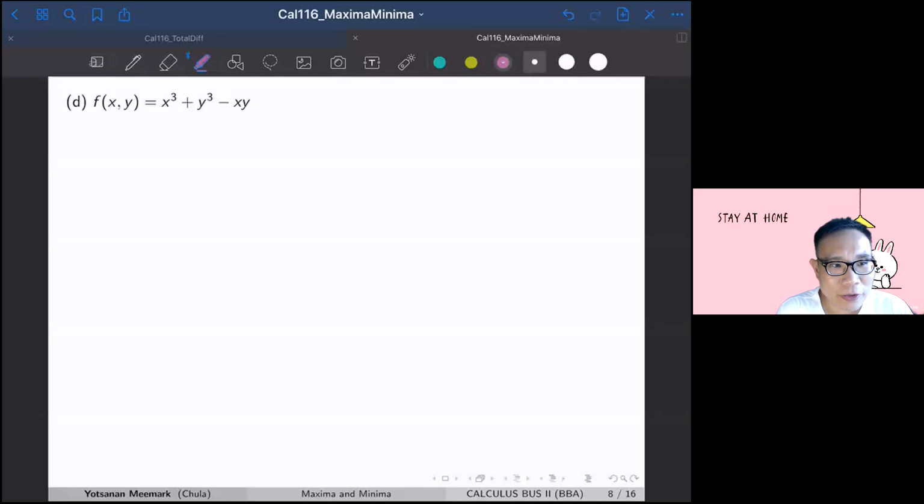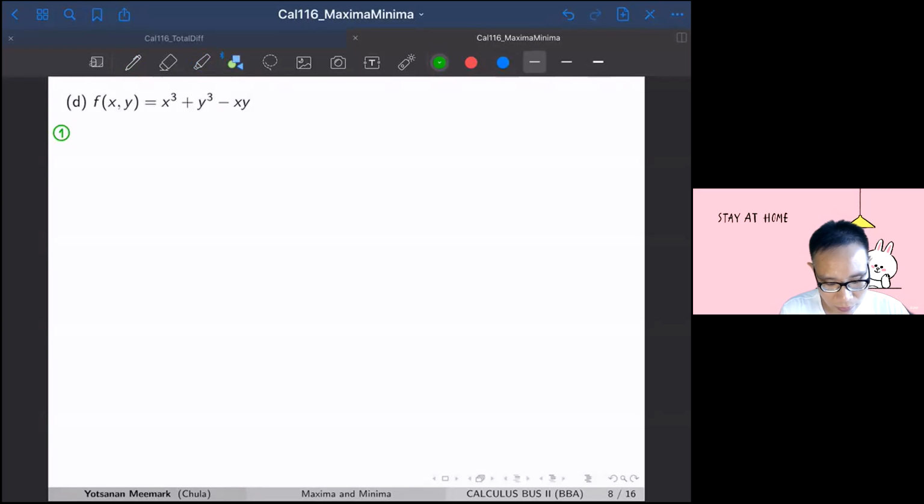Okay, so in this video, I'm gonna continue doing more examples on relative maximum, relative minimum, and saddle point using the second derivative test. So you have f(x,y) equal to x cubed plus y cubed minus xy. You're gonna do 4 steps, like we did in the previous example.